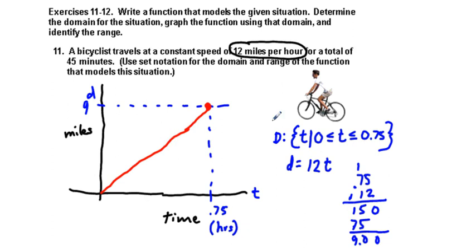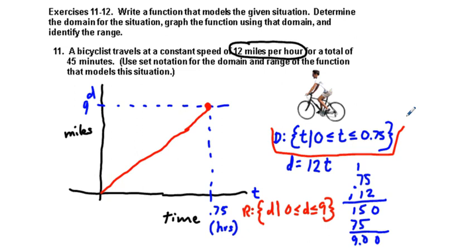And what's going to be our range? Well, our range, and I'll just write down here range in red, is going to be distance such that our distance is greater than or equal to 0, but less than or equal to 9, as in 9 miles. So there we have a domain and we have a range.